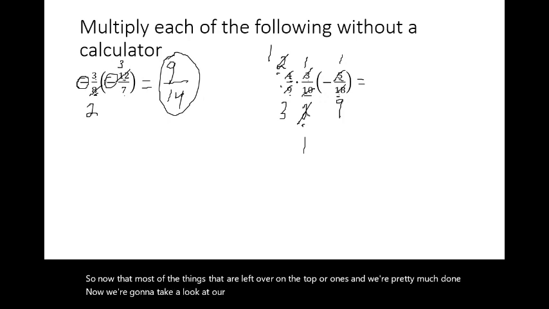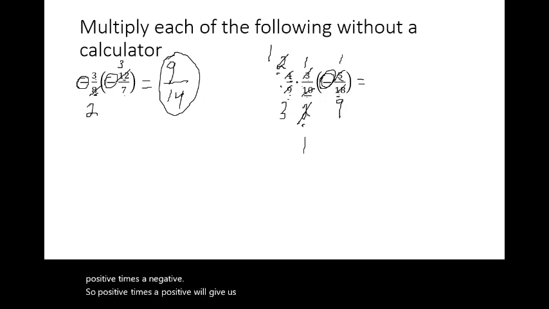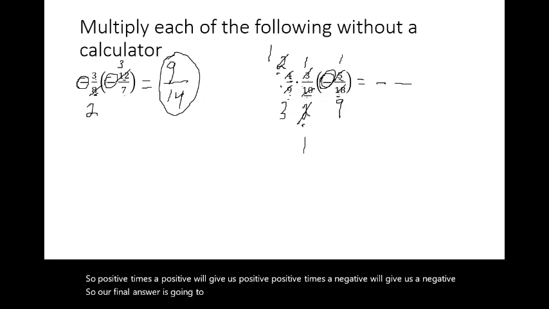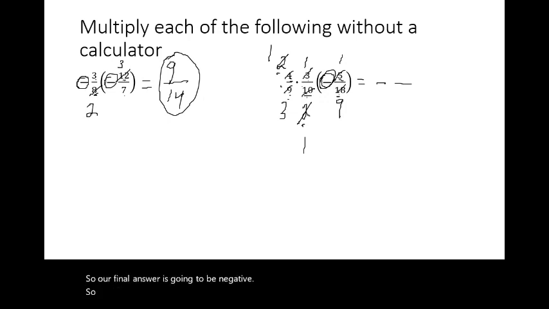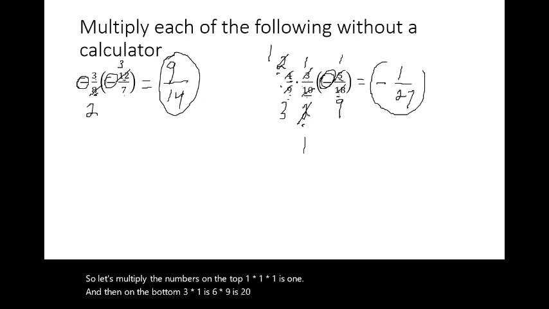So we have a positive times a negative. So positive times a positive will give us a positive. Positive times a negative will give us a negative. So our final answer is going to be negative. So let's multiply the numbers on the top. 1 times 1 times 1 is 1. And then on the bottom, 3 times 1 is 3. 3 times 9 is 27. So negative 1 over 27 is going to be our final answer.